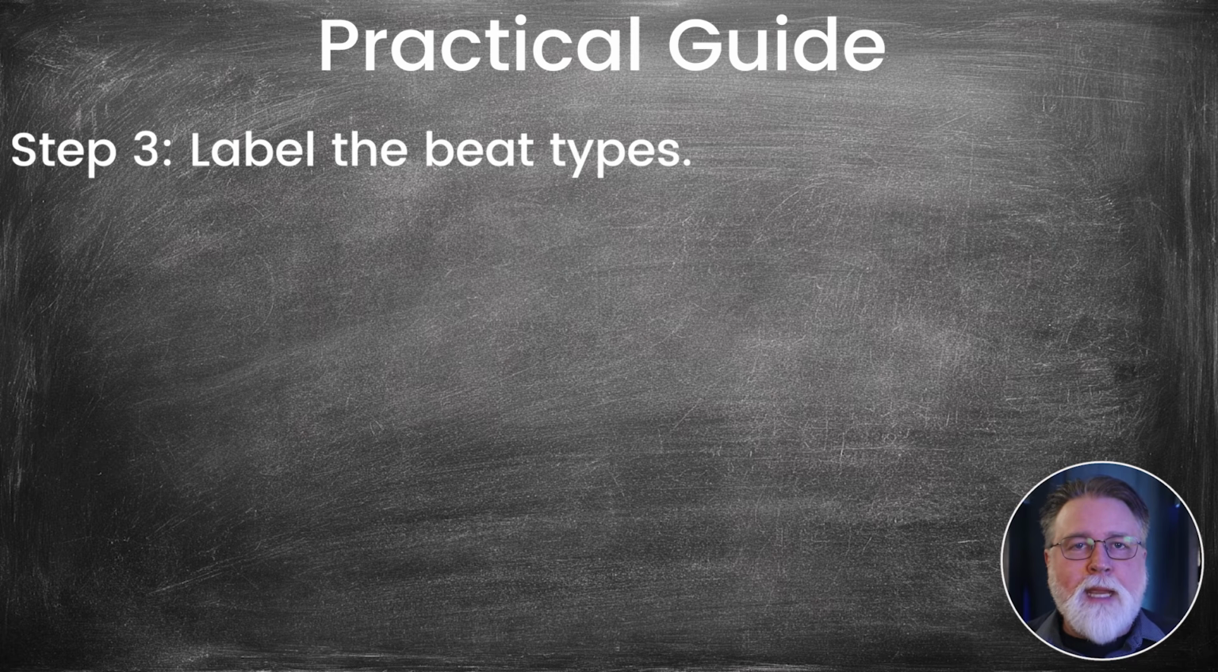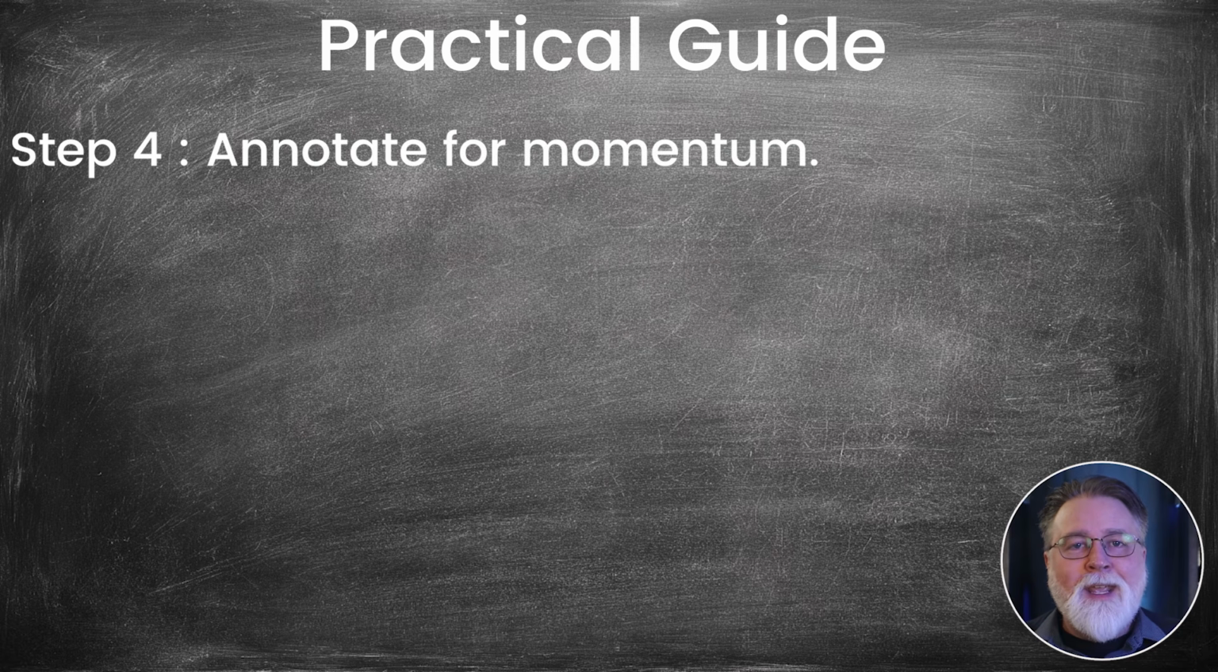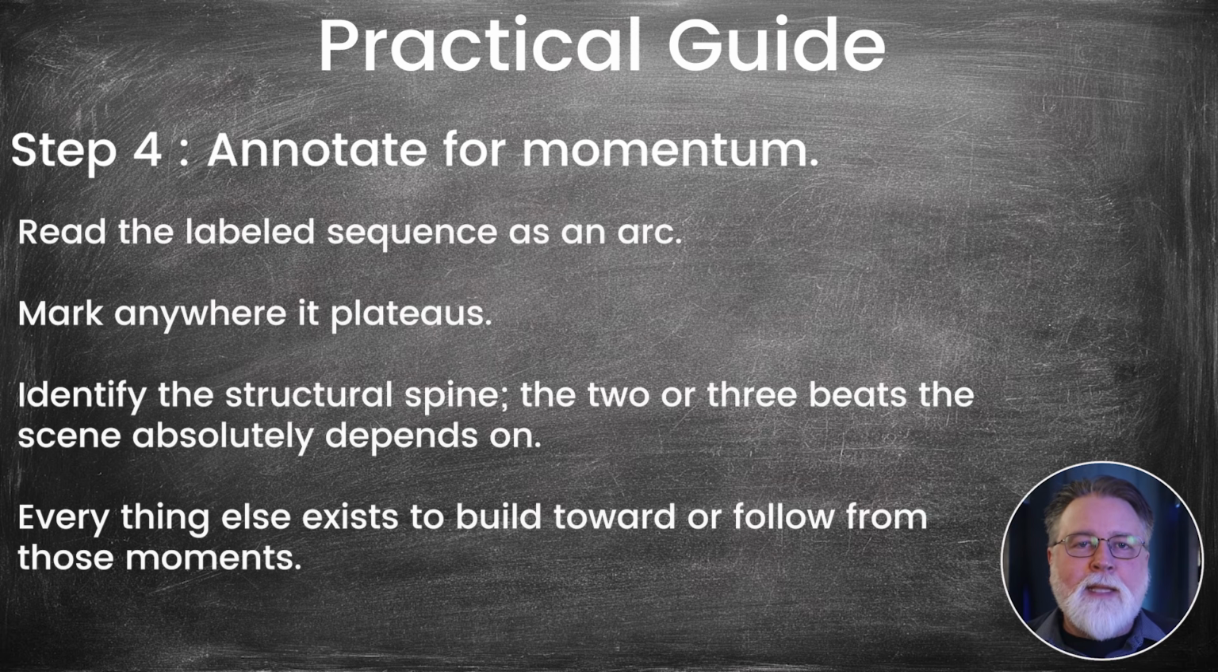Step 3. Label the beat types. Assign each event a beat type: revelation, confrontation, decision, consequence, or threshold. If a beat type is absent from the sequence entirely, note it. If the same beat type appears 3 or more times in a row, flag it. Step 4. Annotate for momentum. Read the labeled sequence as an arc. Mark anywhere it plateaus. Identify the structural spine, the 2 or 3 beats the scene absolutely depends on. Everything else exists to build toward or follow from those moments.